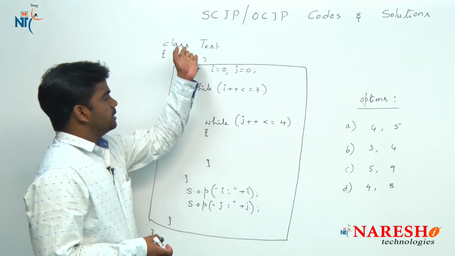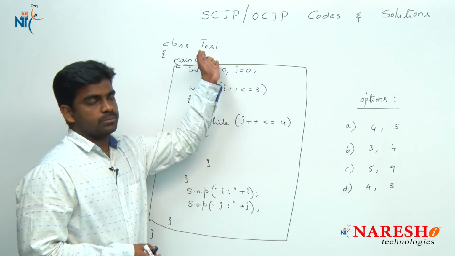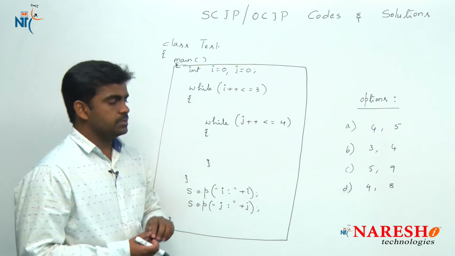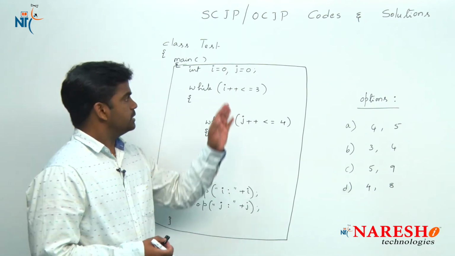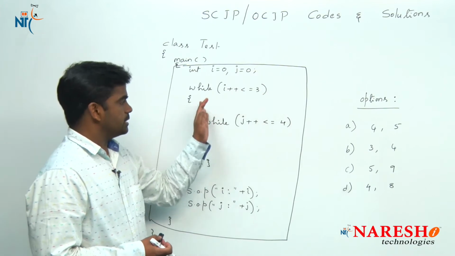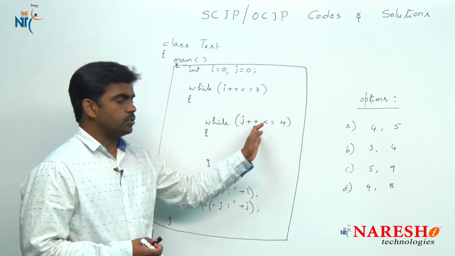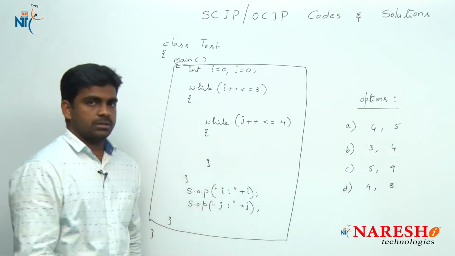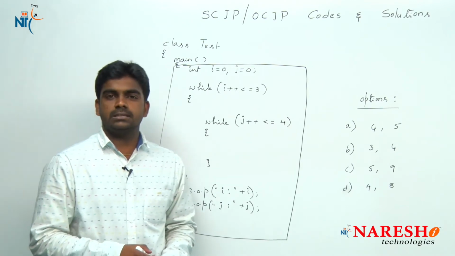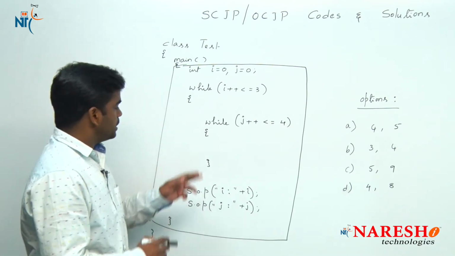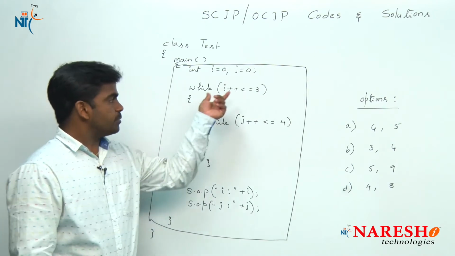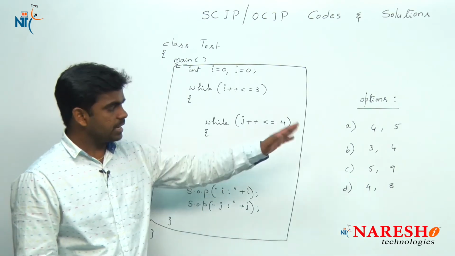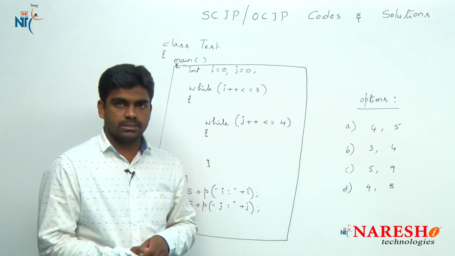Because we know that in Java everything is inside a class, execution starts from the main function. Two local variables are there, i and j, initialized with 0 and 0. Here it is a nested while loop, and we are using post increment operators. Inside the inner while loop we didn't write any logic, but it will repeat as long as the condition is true. Once the while loop execution completes, the control comes out and it will print the final i and j values. So what are the final i and j values? Some options they have given, and test.